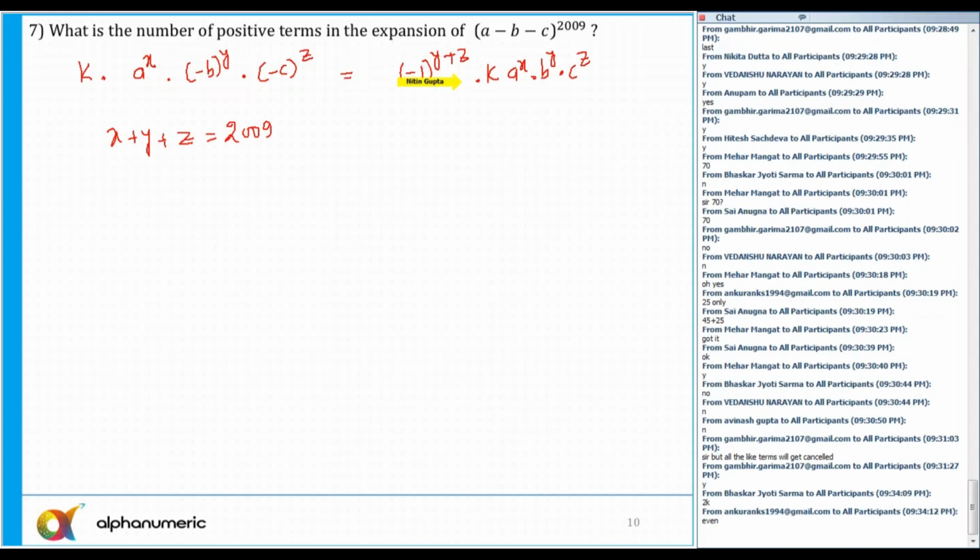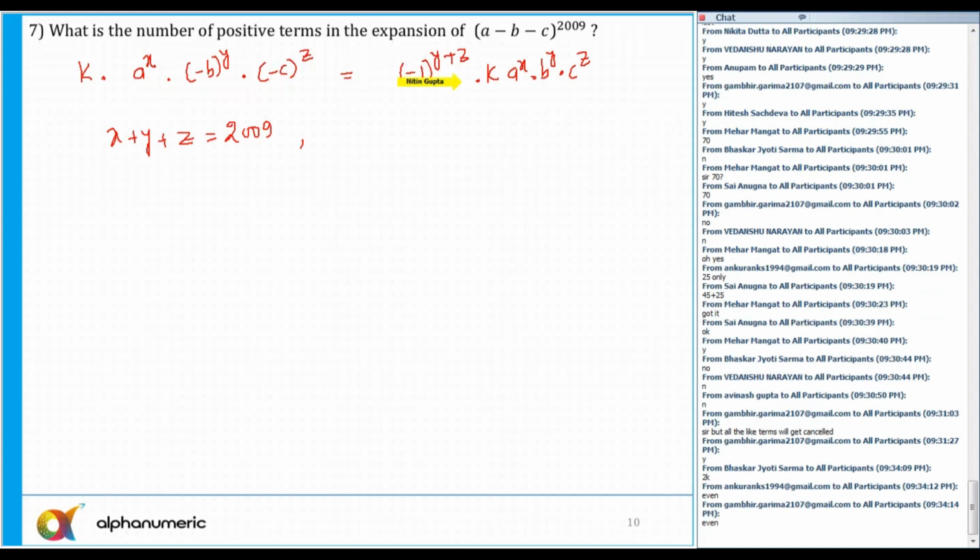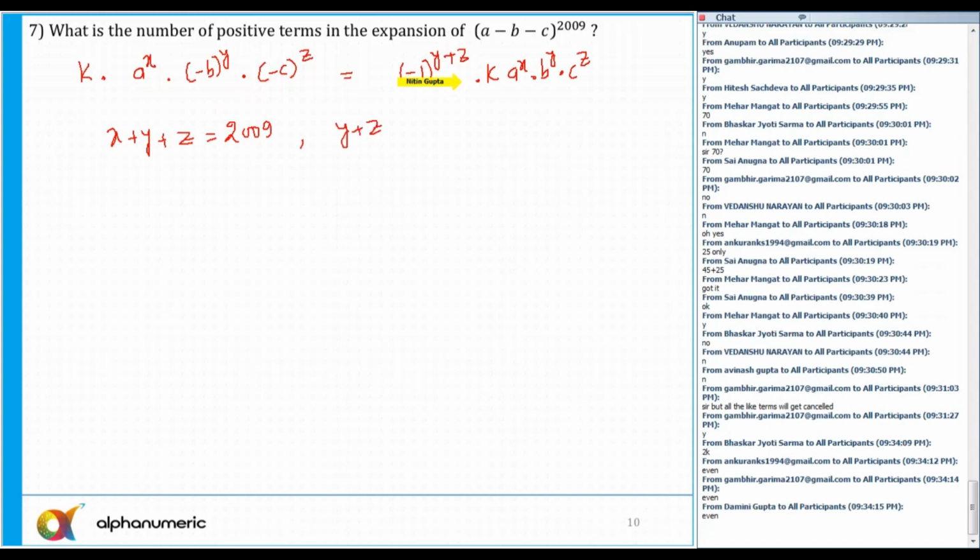So basically we know that the value of y plus z must be an even number. So y plus z is an even number. So what about x? Should x be an even number or an odd number?